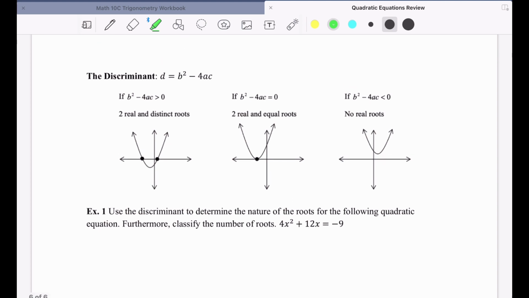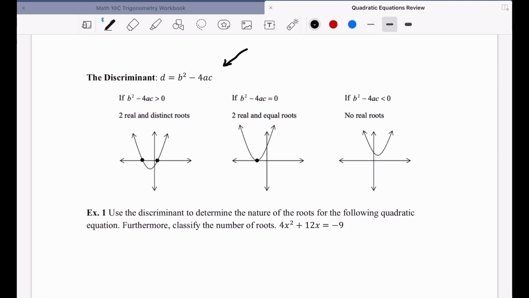The discriminant comes from the quadratic formula, where we have negative b plus or minus the root of b squared minus 4ac, all over 2a. Well, the discriminant just equals everything that's under the root. And depending on our result for the discriminant, whether it's greater than 0, equal to 0, or less than 0, that tells us a lot about whether we have two real and distinct, two real and equal, or no real roots. Or does it cross the x-axis twice, once, or no times?